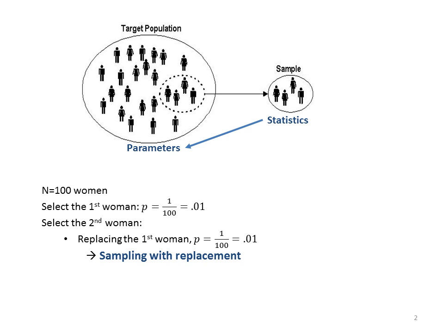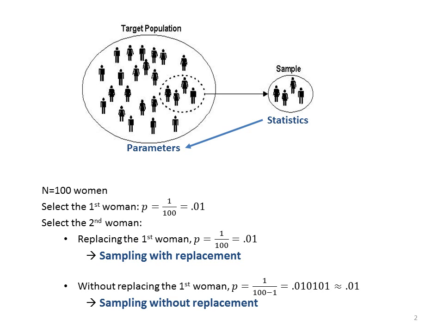And the second method is to keep the first woman out and sample the second time from the remaining 99 women. The probability of any of the rest of the women to be selected as the second subject is 1 out of 99, which is 0.010101. And that's sampling without replacement, in which each participant selected is not replaced before the next selection.